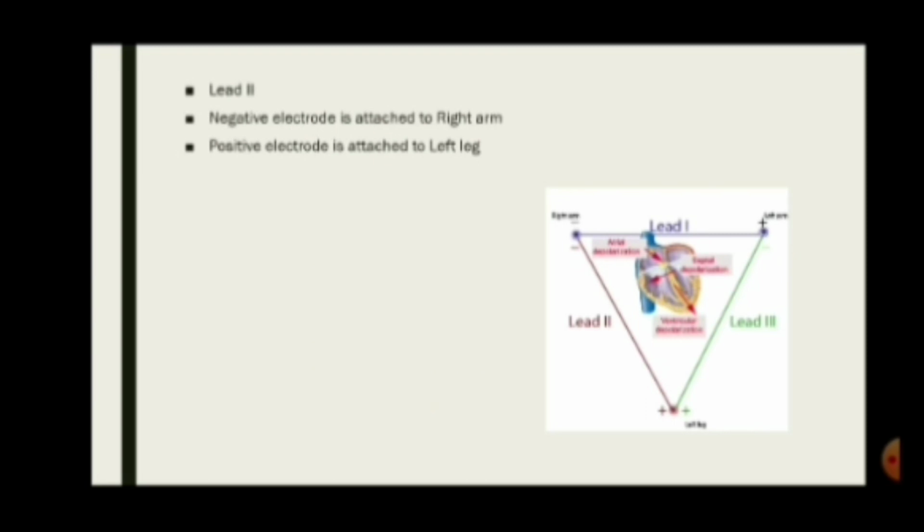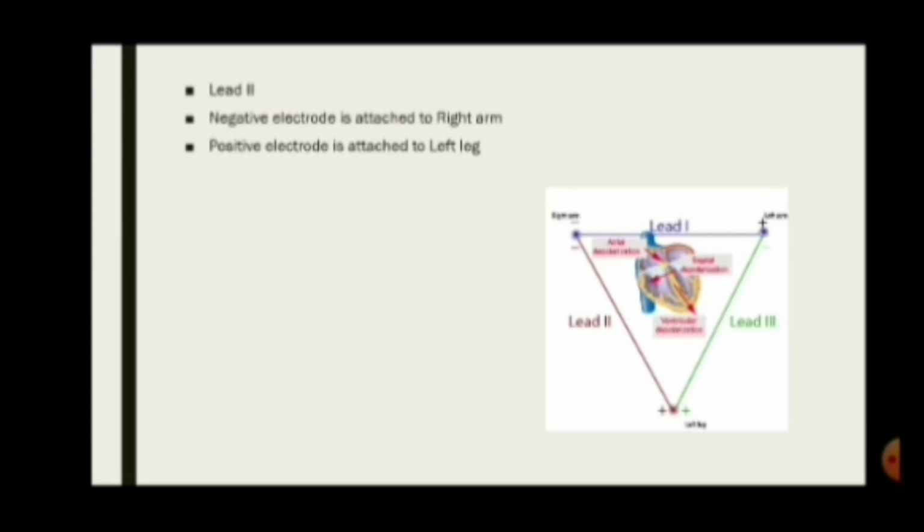There are various configurations of limb leads that can be placed. In case of lead 1, the negative electrode is placed on the right arm and the positive electrode is placed on the left arm. And in lead 2, the negative electrode on right arm and positive electrode on left leg. In lead 3, a negative electrode is placed on the left arm and a positive electrode is placed on the left leg. This triangle is called Einthoven's triangle.